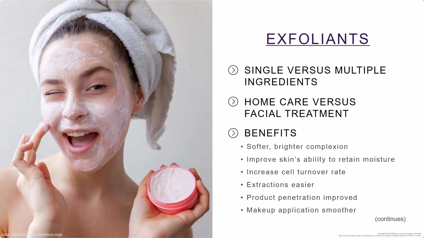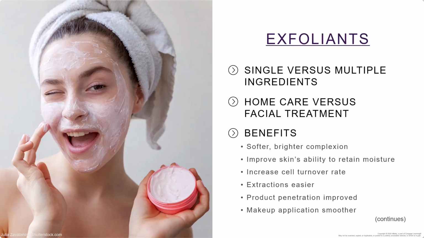Exfoliants can include a single exfoliating ingredient or a blend of multiple, plus botanicals and hydrators. For home care, exfoliants are often used after cleansing. The frequency will depend on the skin type and condition, and then also the manufacturer's instructions. In facial treatments, they're generally used after cleansing and toning, and it's important to select the right exfoliant according to the client's skin type and condition.